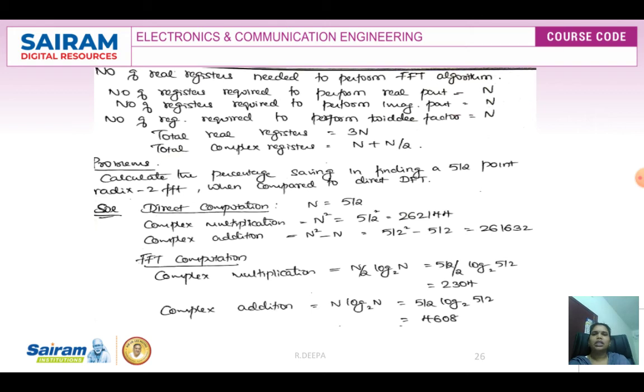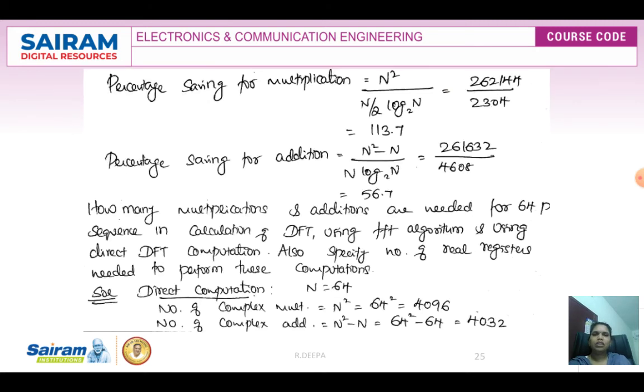The next thing is you need to calculate the percentage saving, how much is saved if we go with the FFT computation. For that, as I told, the formula is N square divided by N by 2 log N. Just substitute the values we have calculated. The percentage saving for multiplication is 113.7 percent, and for the addition the formula is N square minus N divided by N log N base 2, so the percentage is 56.7 percent. You can observe the number of calculations got reduced for multiplications and additions.